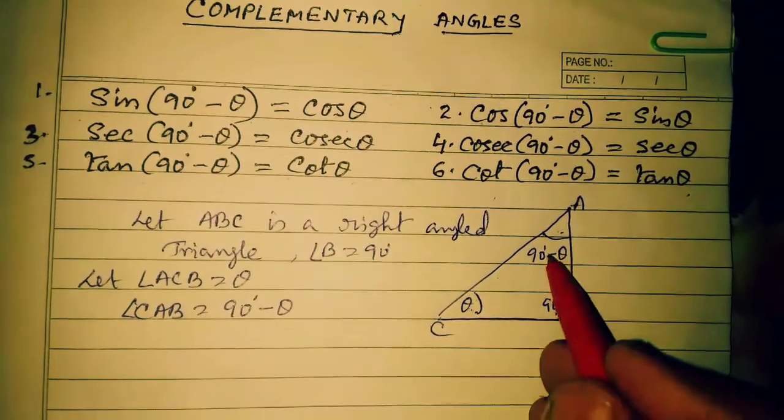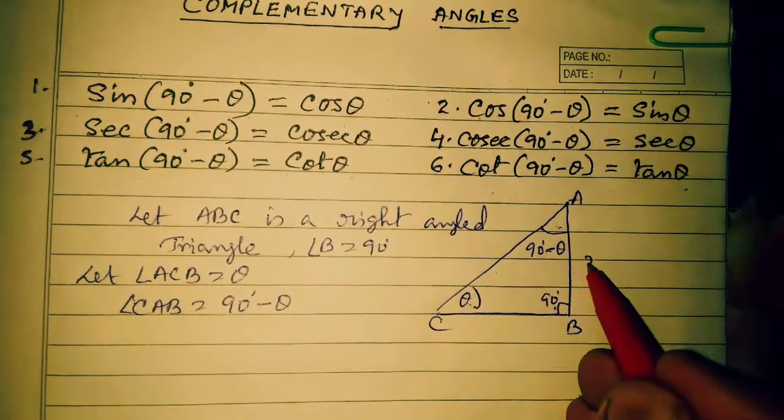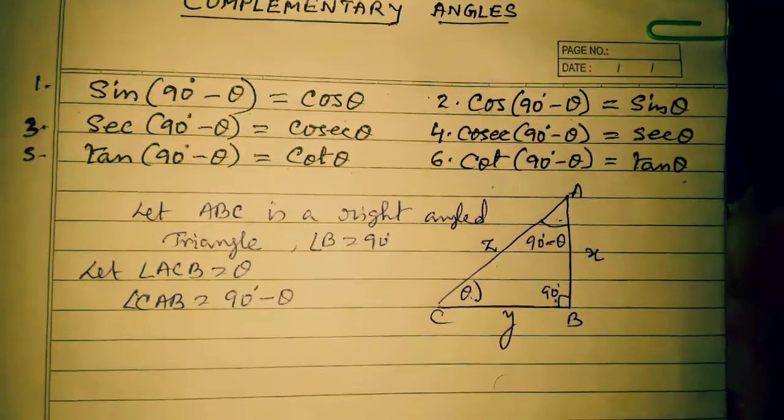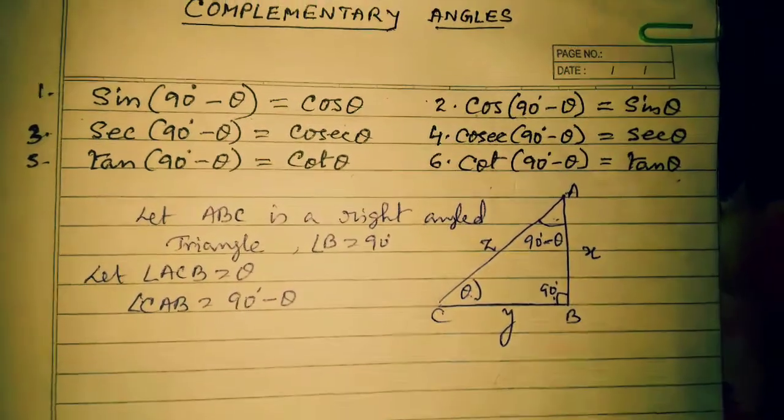Now I can name these three sides. This one you assume x, this is y, and this one you assume z. Clear? So now we'll follow here.